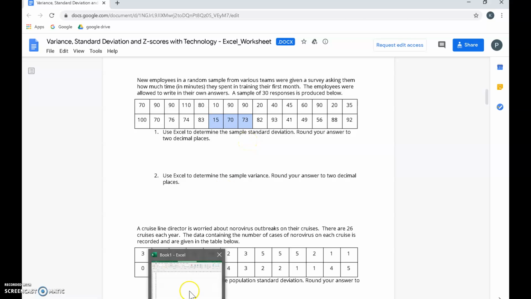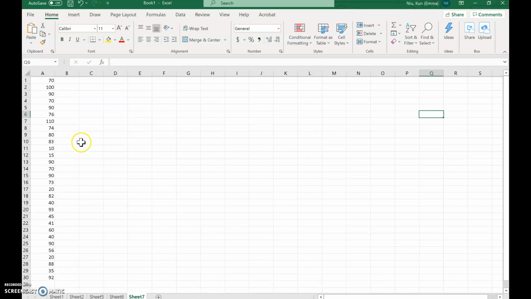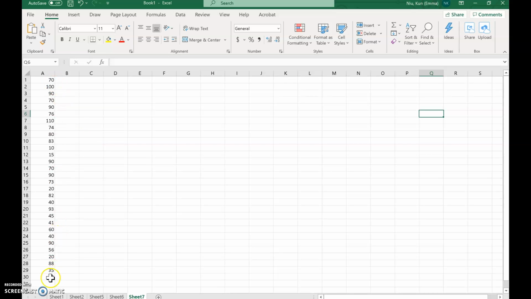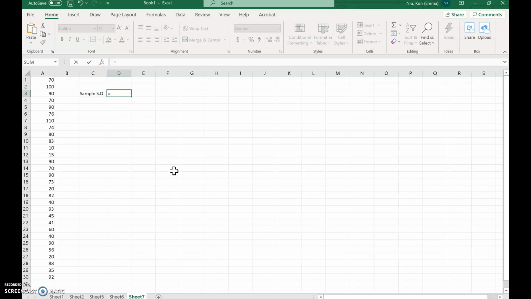So just to save time, I already input all the data into Excel. Okay, so we want to find the standard deviation, and in particular the sample standard deviation. To find the sample standard deviation, we are going to use the function built into Excel. The sample standard deviation is called STDEV.